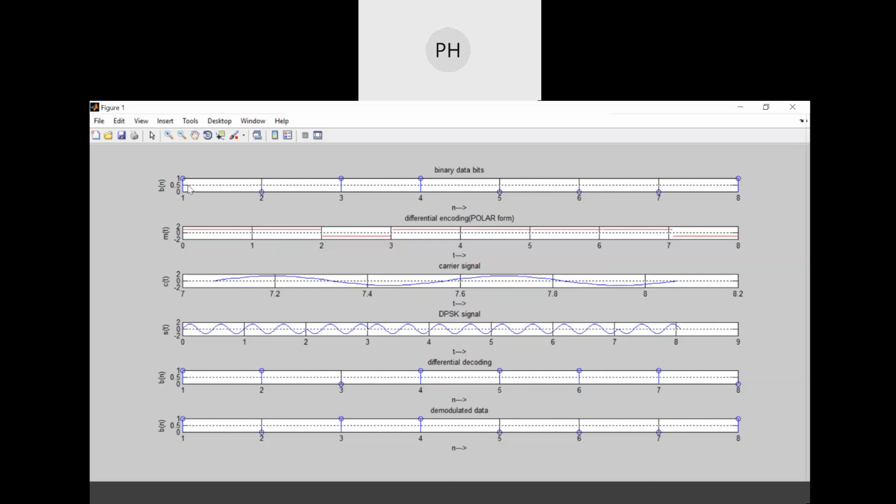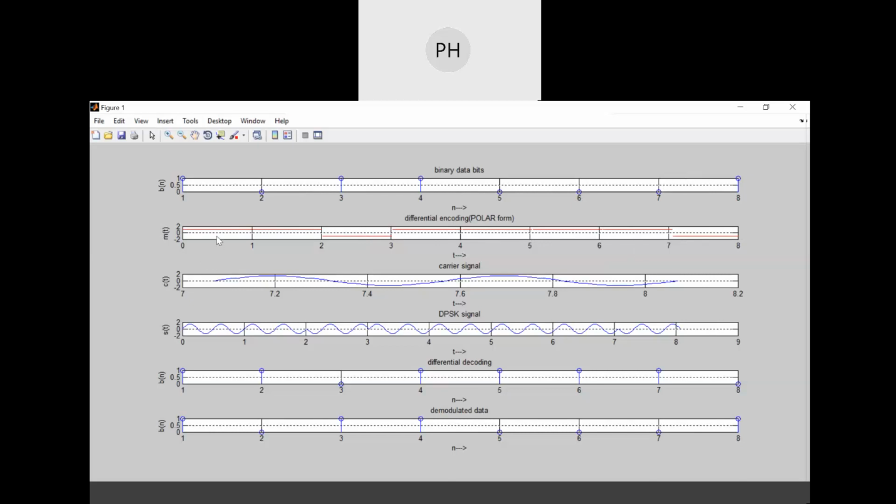You can see that when there is a change in the binary data bits, it is represented by 1. When there is no change between the previous and the present data bit, it is represented by -1. So 1 0 is represented by 1, 0 1 is represented by 1, and 1 1 is represented by -1. And 0 0 is represented by -1.